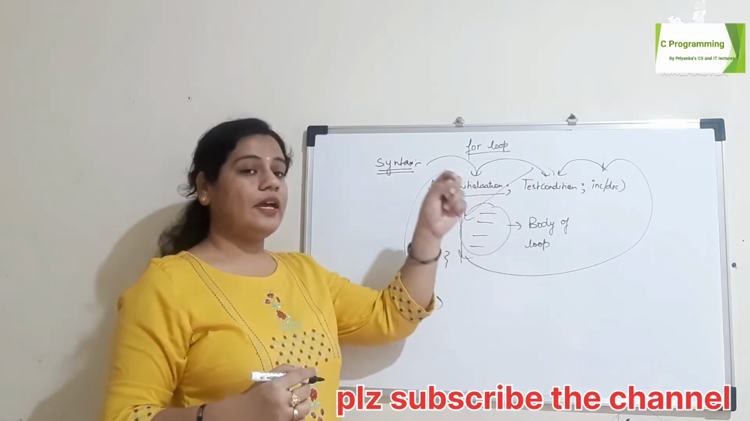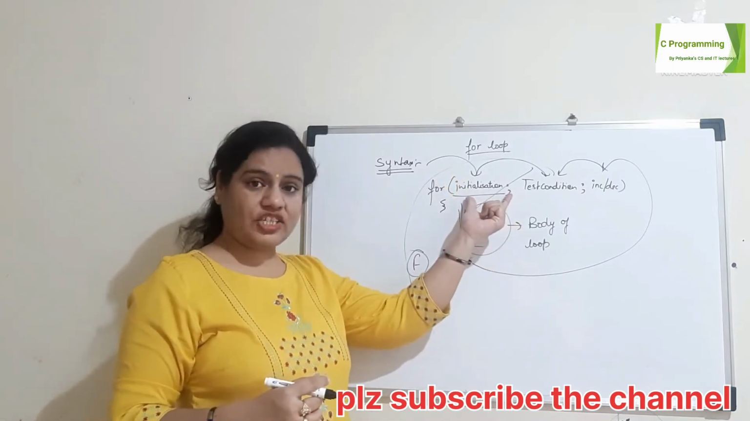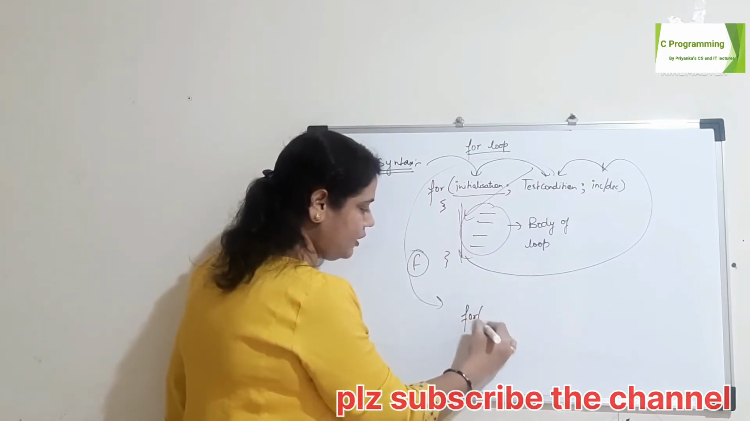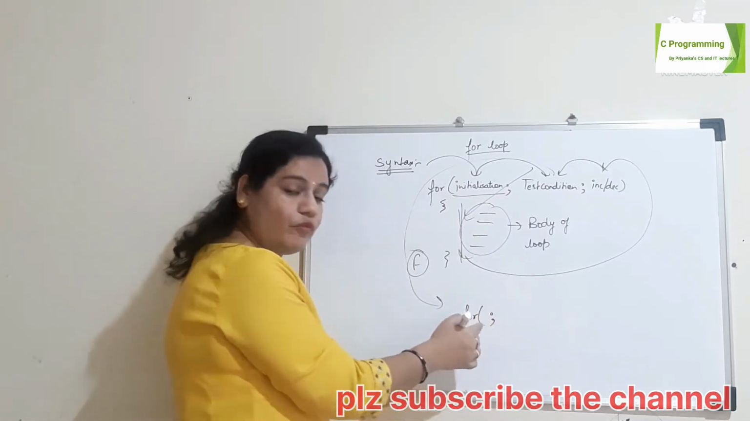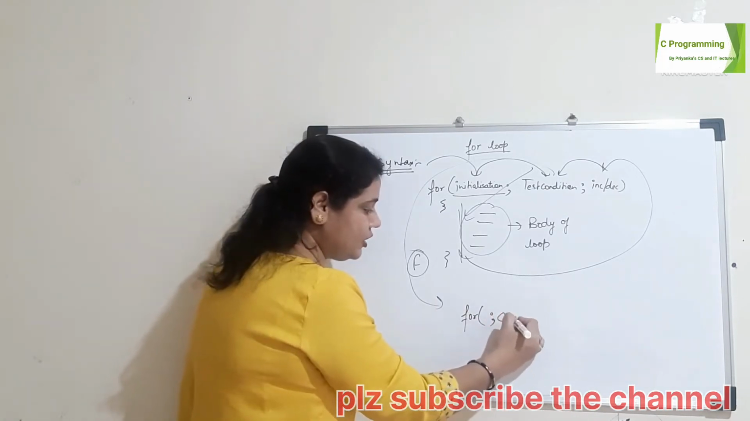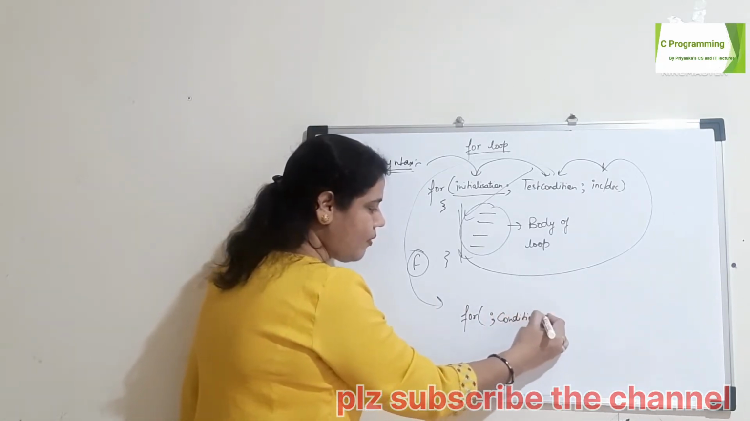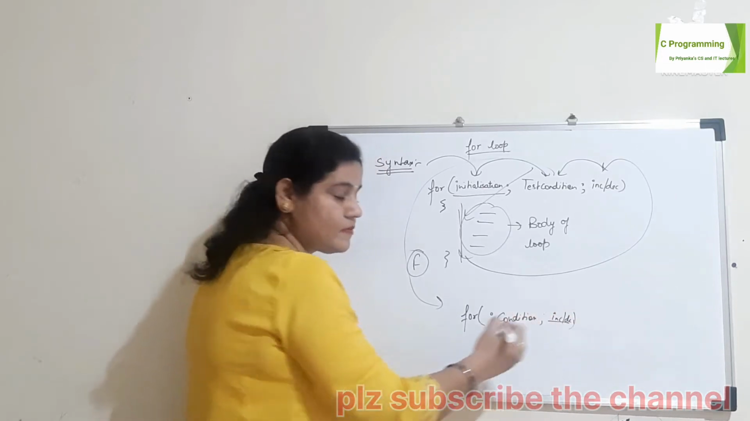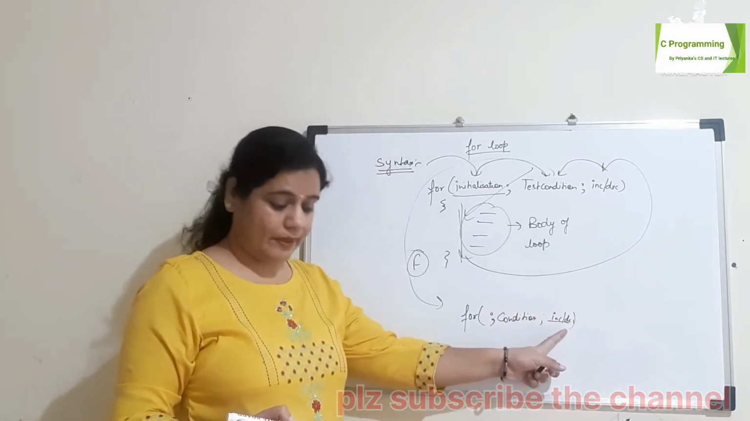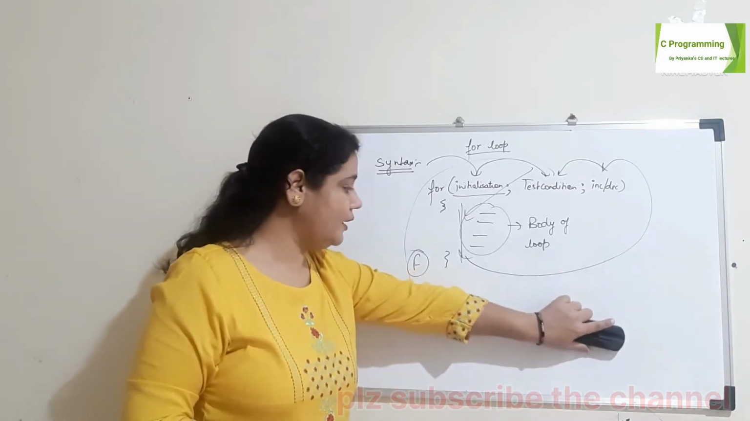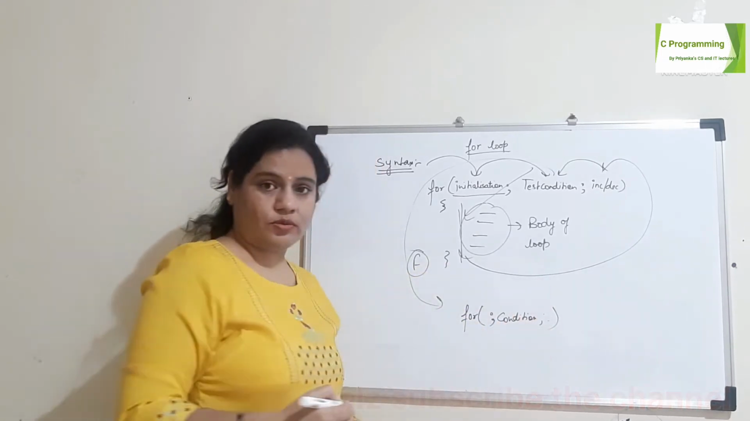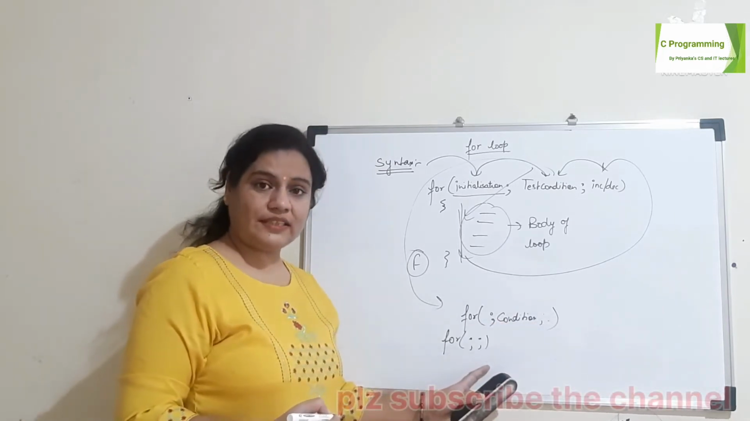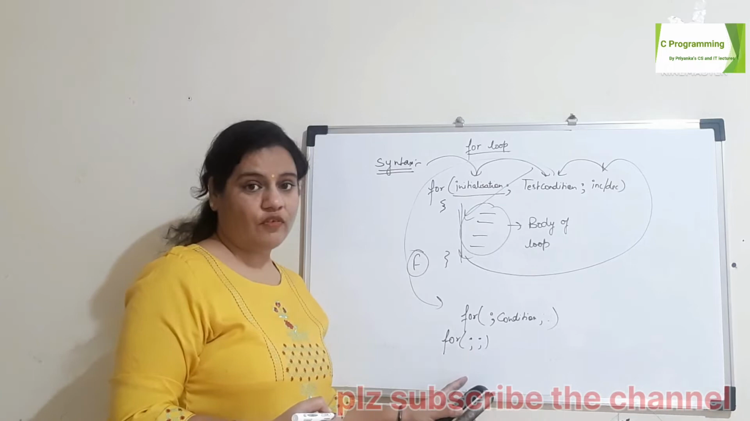If you have nothing in the initialization part, you can omit it, like for, semicolon, but you have to put what? Semicolon. After that the condition, after that increment, decrement. If you don't have anything in increment and decrement also, you can omit this part also. And if you don't have anything in the condition part also, then you can write like this. This is again a valid for loop.